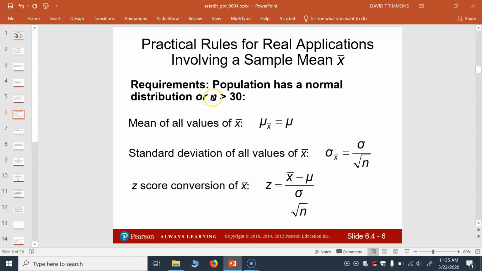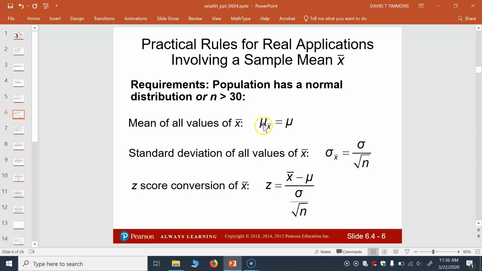Now, the second piece, the or n greater than 30, is if you are sampling from a population that is not normally distributed, as long as that sample size is greater than or equal to 30, then your sampling distribution of x bar will still be approximately normally distributed. And that's where the central limit theorem is very powerful. So even though you're sampling from something that could look absolutely not normal, the sampling distribution will be approximately normally distributed for sample sizes larger than 30.